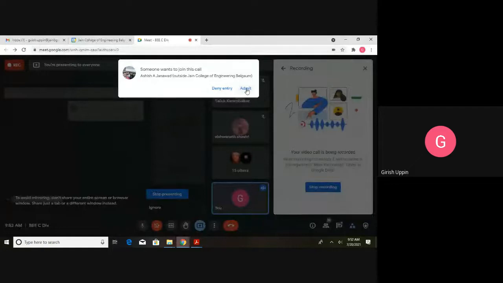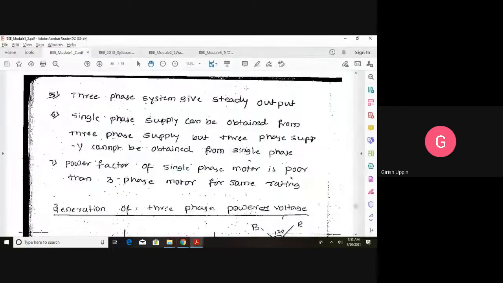And 3-phase, compared to single-phase systems, gives a very steady output. Single-phase supply can be obtained from 3-phase supply, but 3-phase supply cannot be obtained from single-phase. As I told you before, from 3-phase we can get a single-phase, but from single-phase we cannot get the 3-phase. Power factor of a single-phase motor is poorer than a 3-phase motor for the same rating.